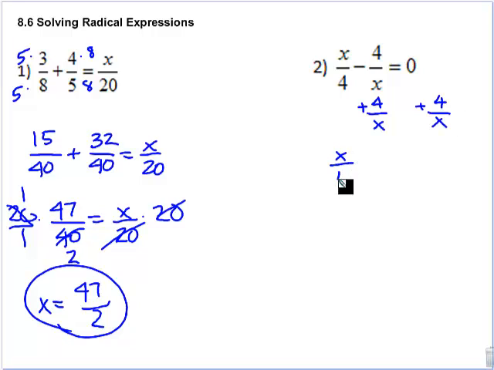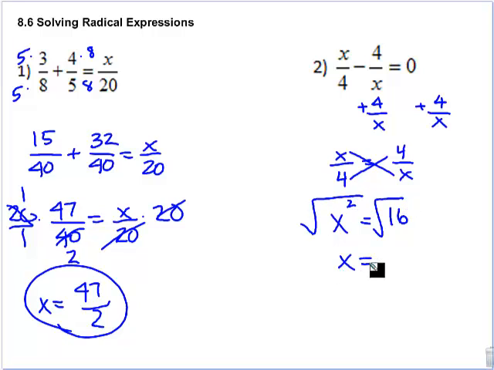So now we have x over 4 is equal to 4 over x. Now cross multiply and solve. Okay. So x times x is x squared is equal to 4 times 4 is 16. Take the square root. X is what? Plus or minus 4. If you ever want to know if you did the problem correctly or not, just plug your values back into the original problem.